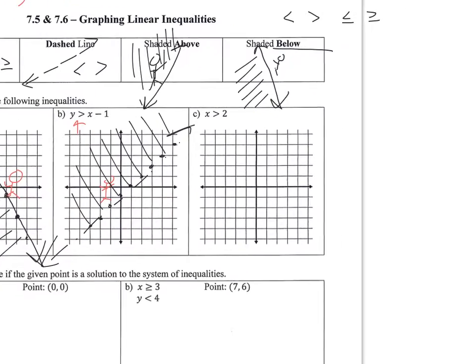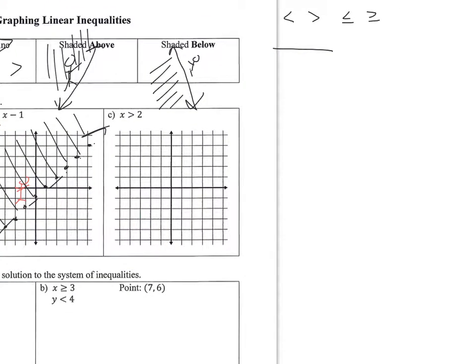Letter C, it's x is greater than 2. So x is greater than 2 is a vertical line. I'm going to make a dashed vertical line at 2. Now, this way, a person can be on each side of the ladder, climbing up this way or this way. So think of the x-axis as a number line. Where is x greater than 2? Well, it's on this side, so I'm going to shade to the right.